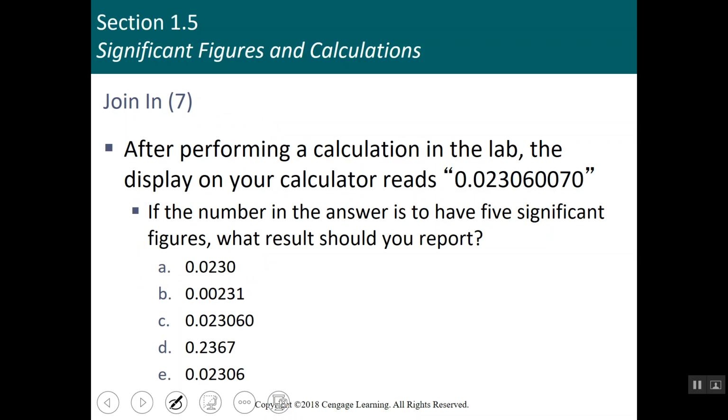After performing calculations in the lab, this is what your calculator reads. If the answer is to have 5 significant figures, what result should you report? So these are not significant because they're leading. So significant, significant, significant, significant, significant. So we would report 0.02306.